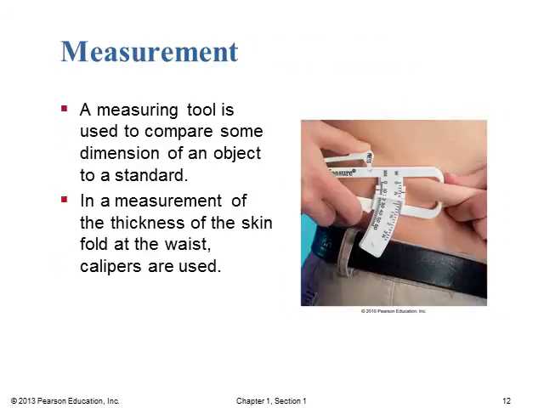We use many different measuring tools in chemistry. We'll be using many of these tools in our lab classes, and we'll talk about many of these instruments when we get to lab. You also use many instruments of measurement in the medical field. You use rulers to measure height. You use scales to measure weight. And in this case, in this picture, you see this caliper measuring the thickness of the skin.